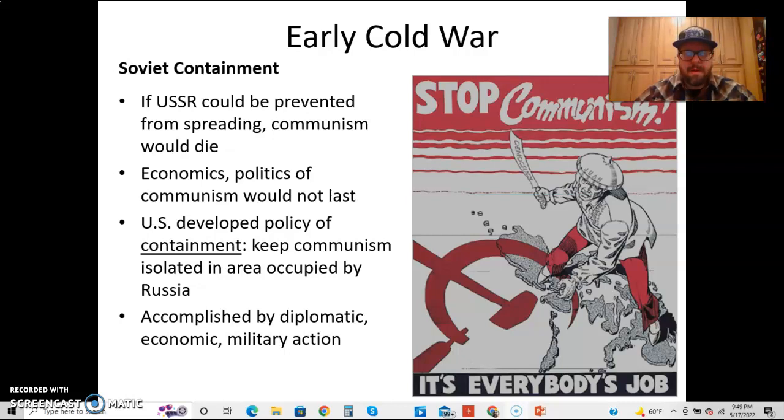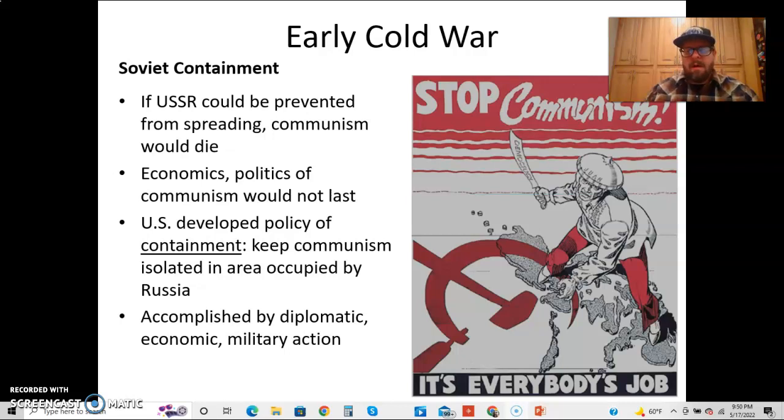and establish something better. And so the thought is if we could just contain communism where it exists and not allow it to spread and do what we could to try to keep it from spreading, then it will die off on its own. And so that creates what's called the U.S. policy of containment. So keep communism isolated in an area that is occupied by Russia and don't let it spread to other places.